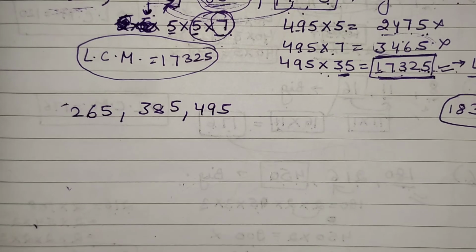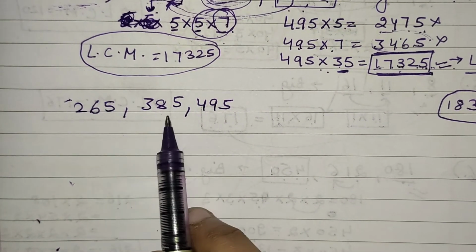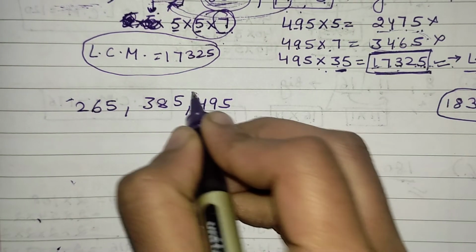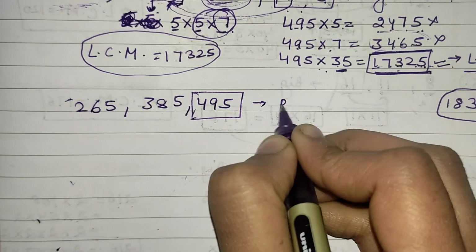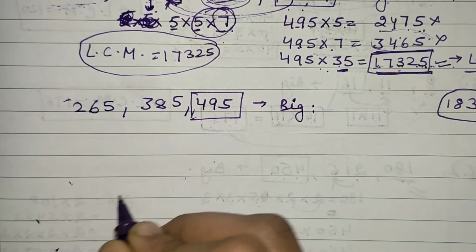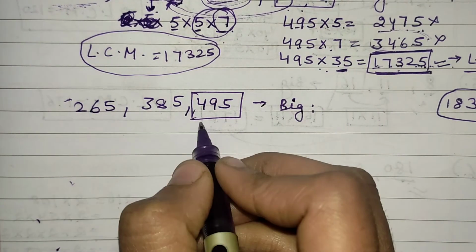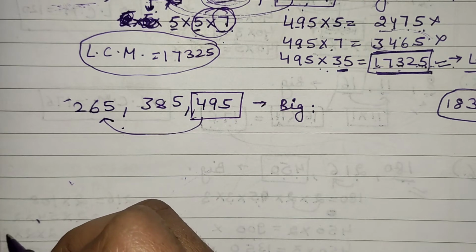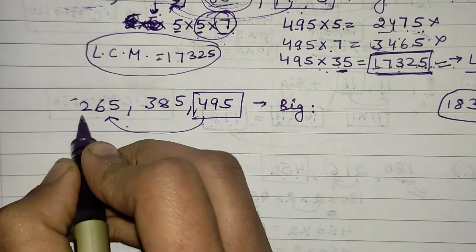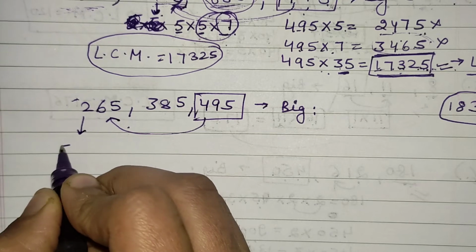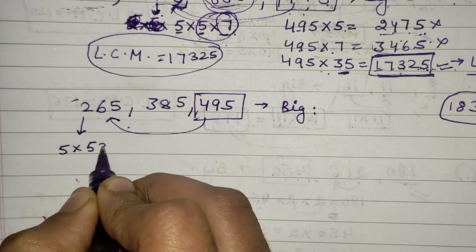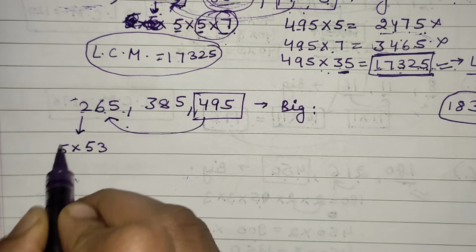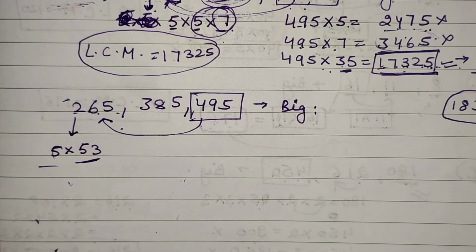Okay, so moving to the last question, which is 265, 385 and 495. So let us imagine that my bigger number is my LCM. Now I have to check whether it is divisible by 265 or not. No, it is not divisible. So what I will do, I will write down the factors of 265. It will give me 5 into 53.